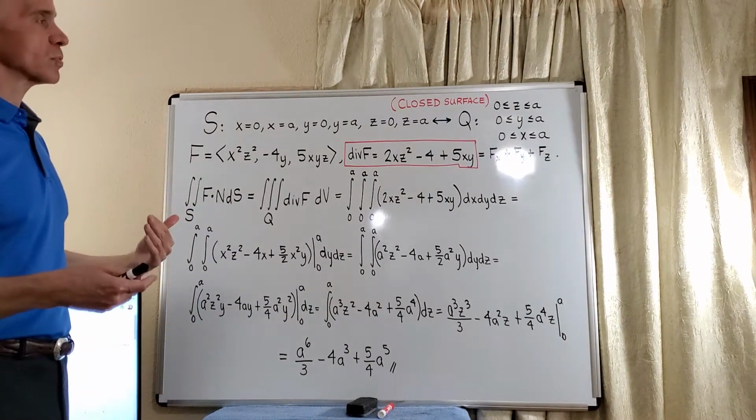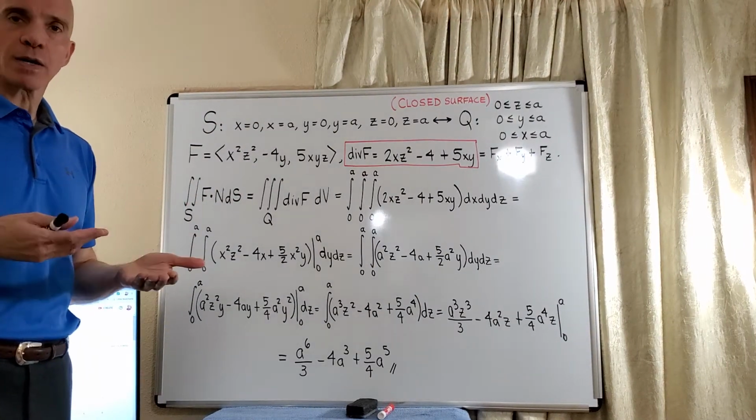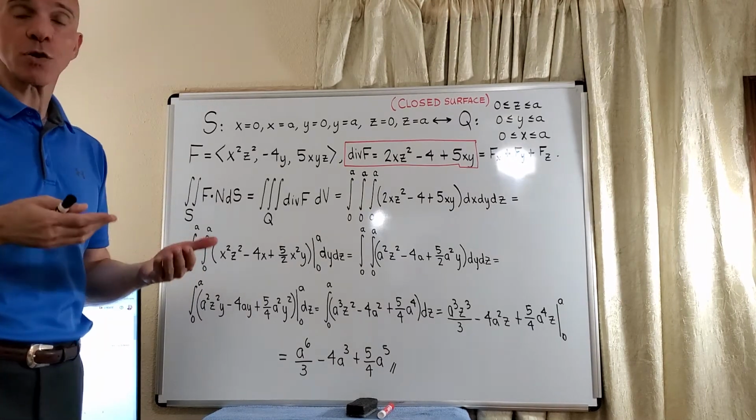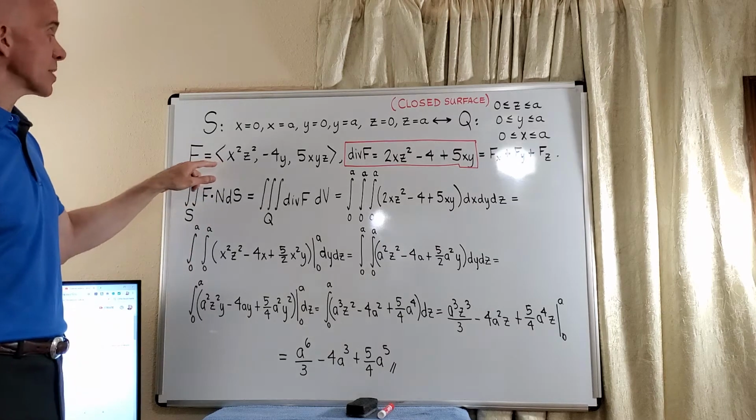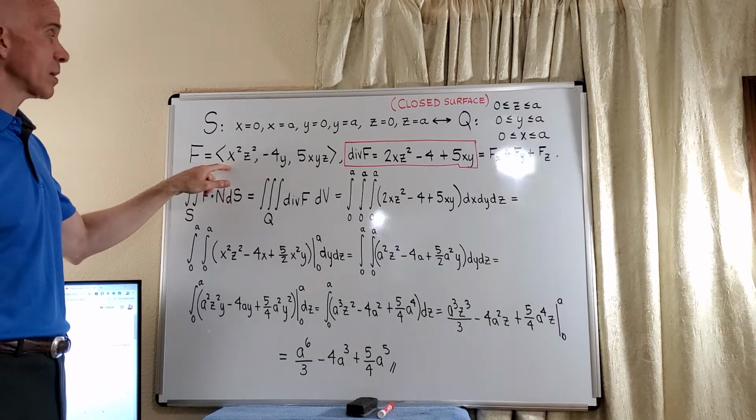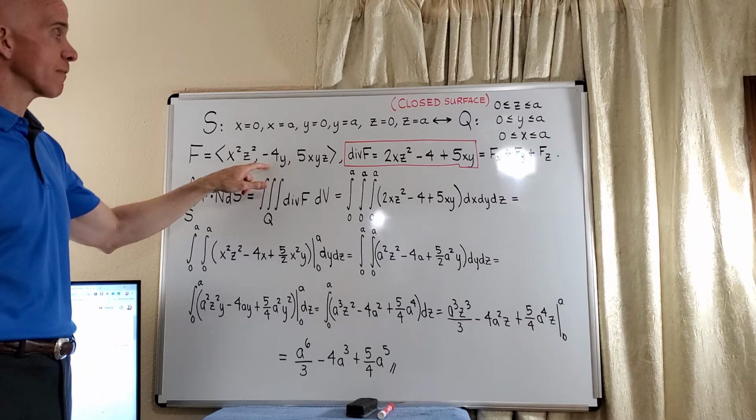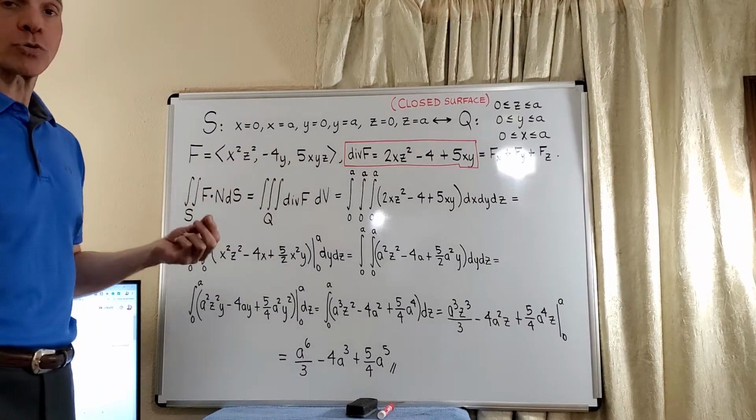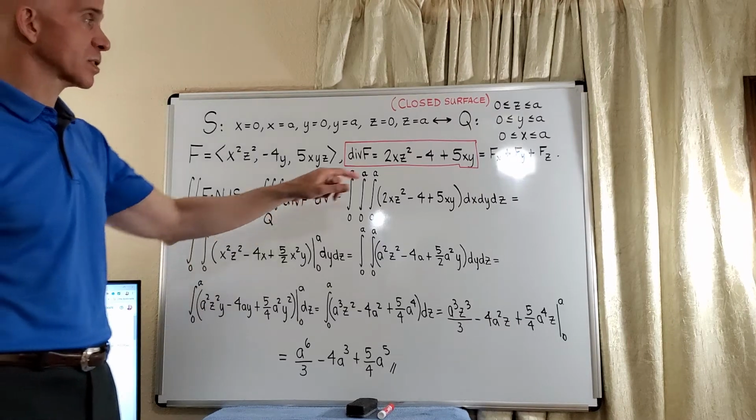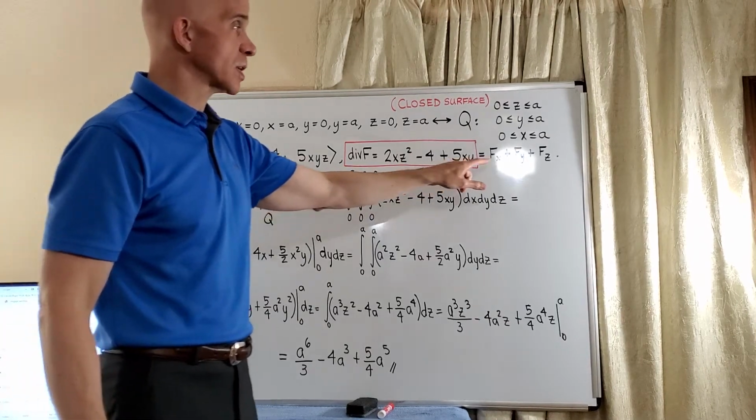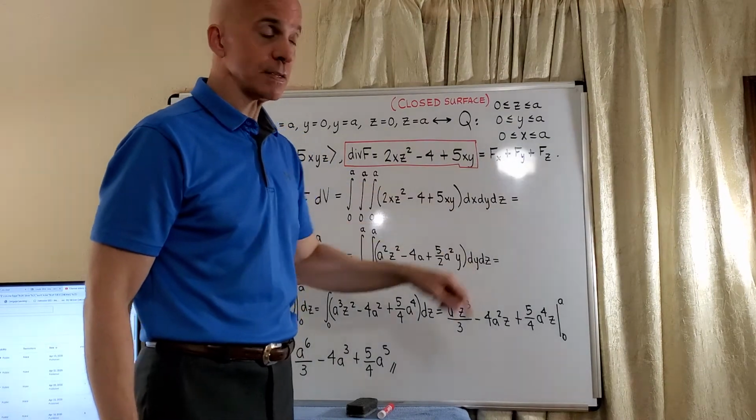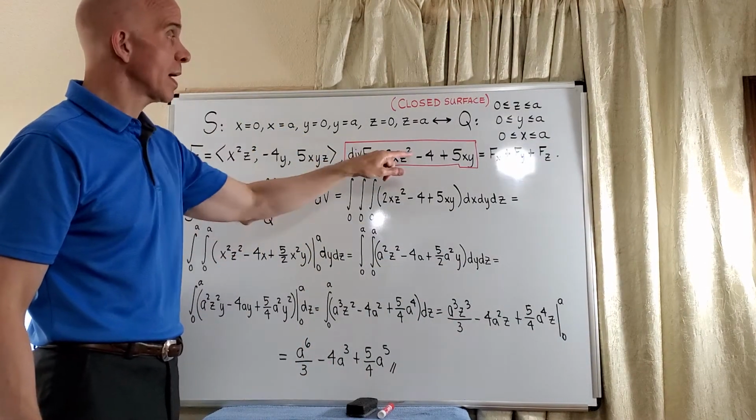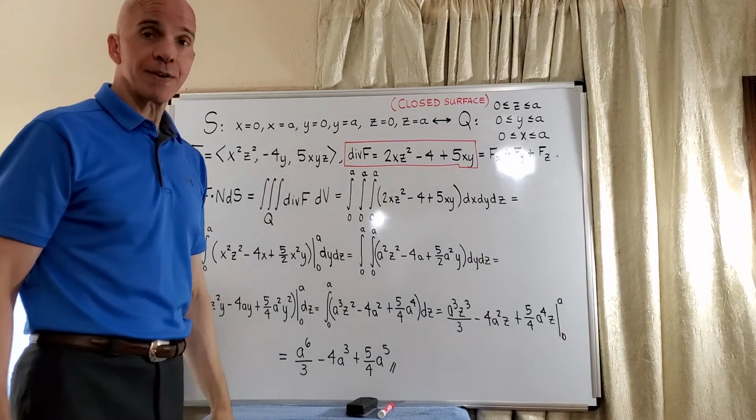So what we want to do is to compute the flux across this particular surface. And this is where the divergence theorem comes in very handy. Here's our vector field, x squared z squared, comma, negative 4y, comma, 5xyz. And in order to use the divergence theorem, we must compute the divergence, which is just the sum of the partial derivatives. So we get divergence of F is 2xz squared minus 4 plus 5xy.